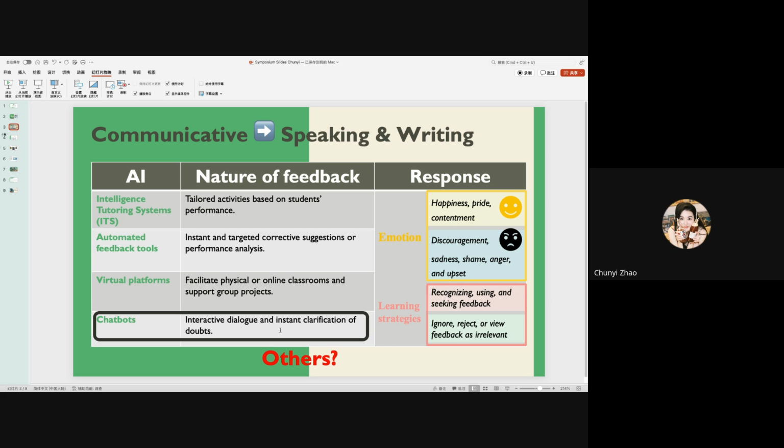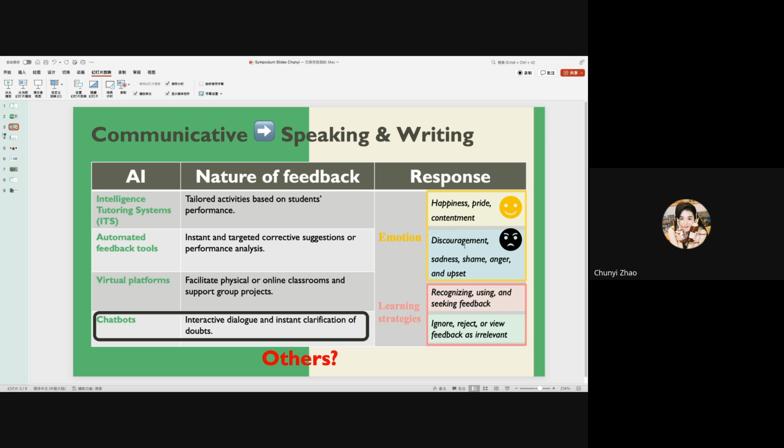So the AI gives feedback to the students, and then students will have different kinds of responses. If students receive the perfect answer and they think the answer is reliable, they like it, they will have happiness, pride, and contentment. However, if the feedback is not perfect, students think that they didn't receive the feedback they want, they will have discouragement, sadness, shame, anger, and upset. So I call this kind of responses emotional responses.